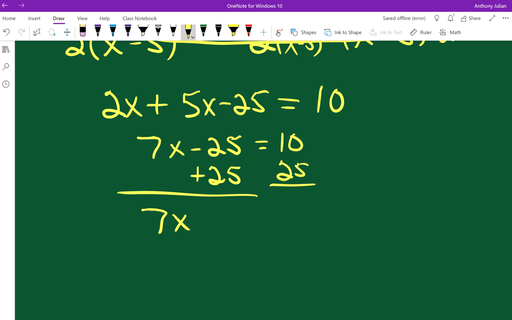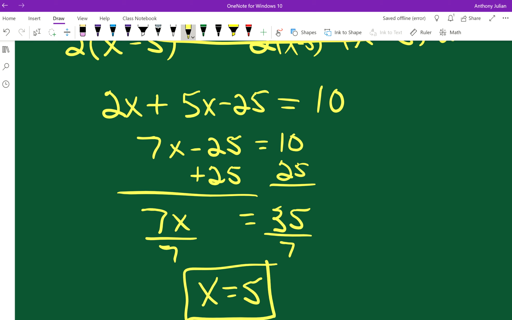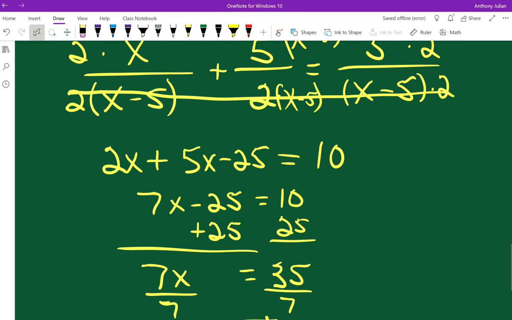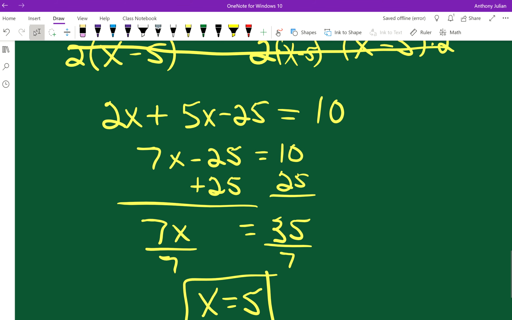And I've got 7x equals 35. Divide both sides by 7. So x equals 5. Check that out. And x minus 5. However, I've got a problem here.